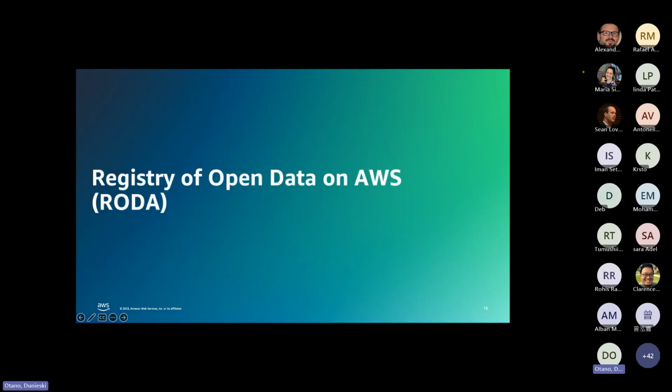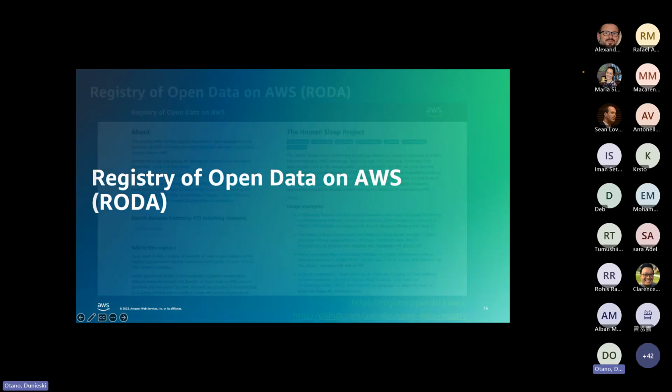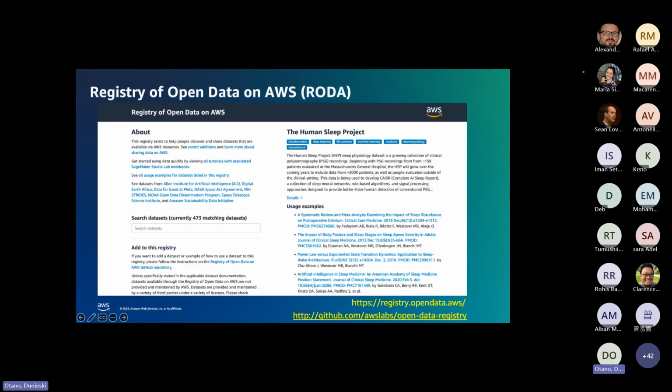Yes. Good. So the registry open data on AWS, this is something that you guys will be using during the Datathon. It's also called RODA, the registry open data on AWS. And Isa will talk more about this, right? This is what it looks like when you land in this particular page, registry.opendata.aws, right? So you can go ahead and Isa will tell you how to access the data, right? But this is what it looks like, right?